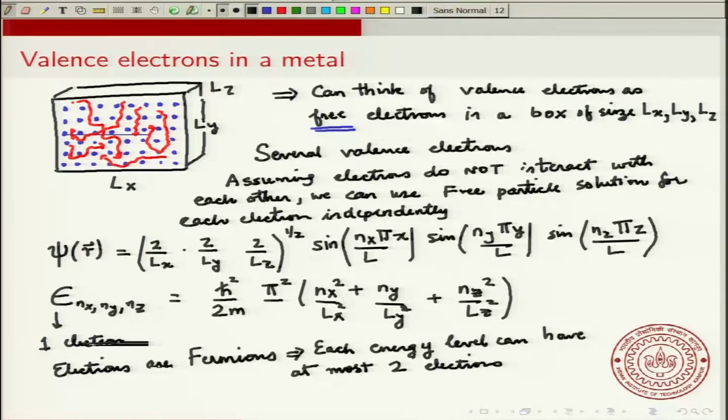Okay, so this is one important restriction, and this will turn out to be important when we actually analyze the free electron model. So the picture is that you have such energy levels for each of the electrons, and each level can have at the most 2 electrons.